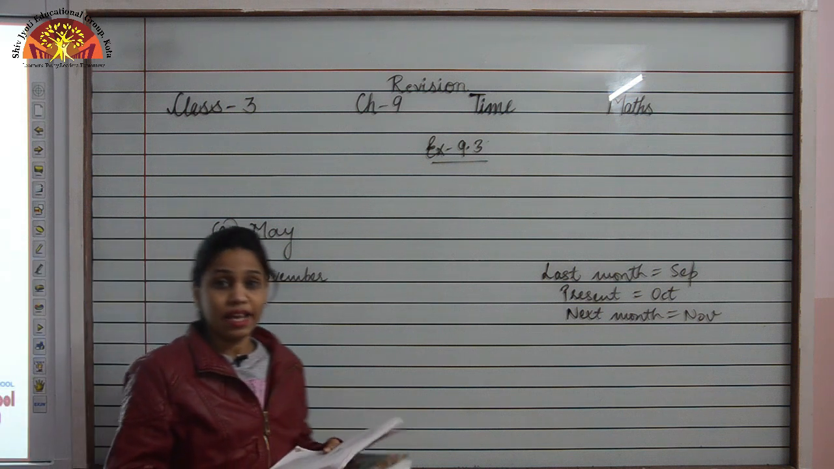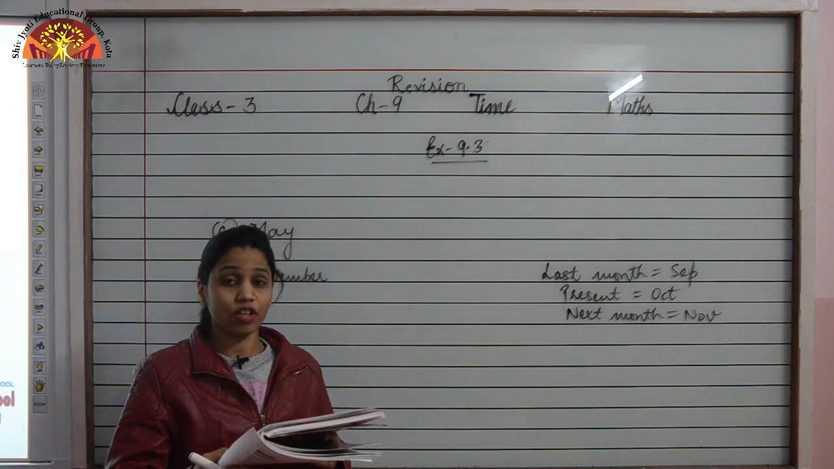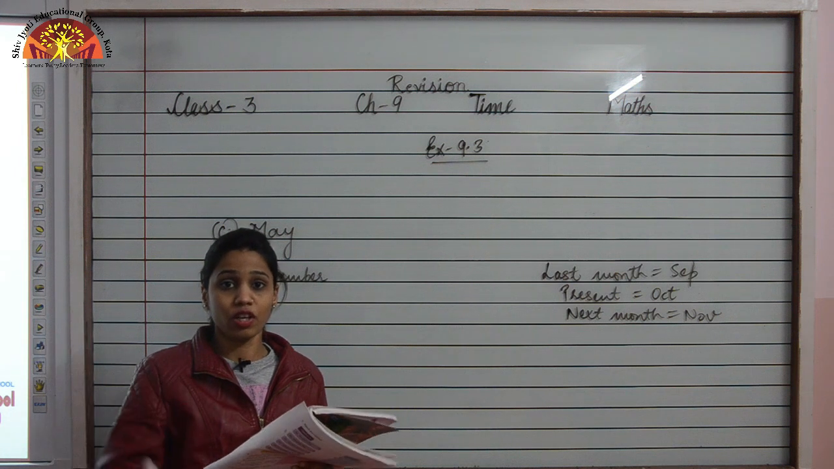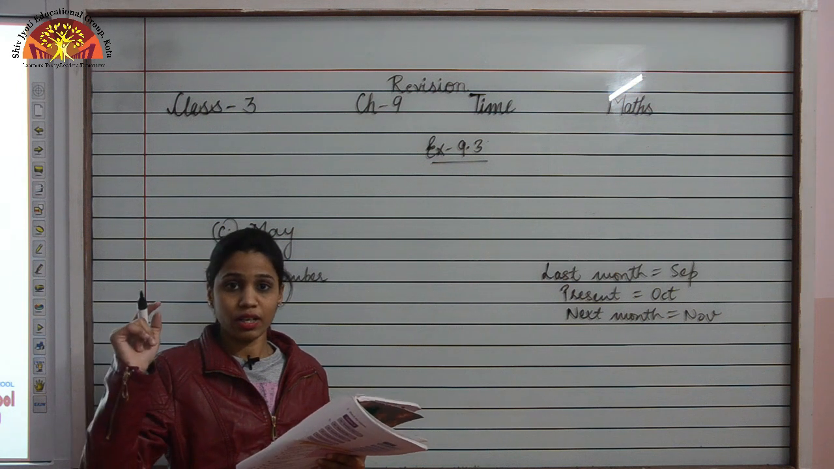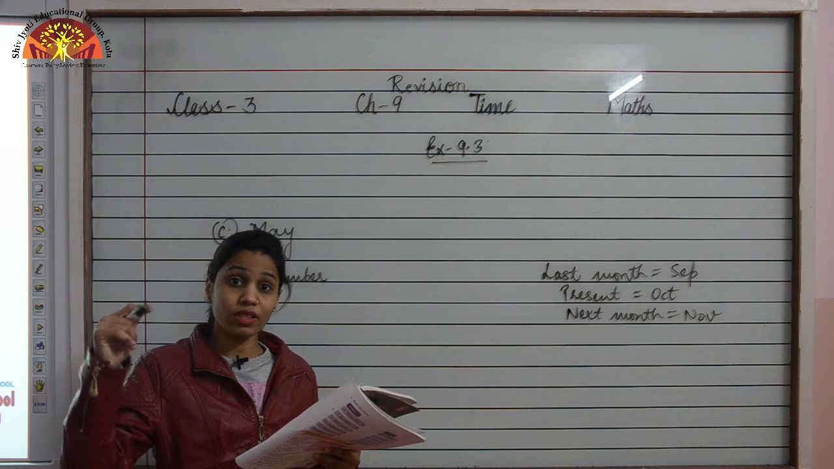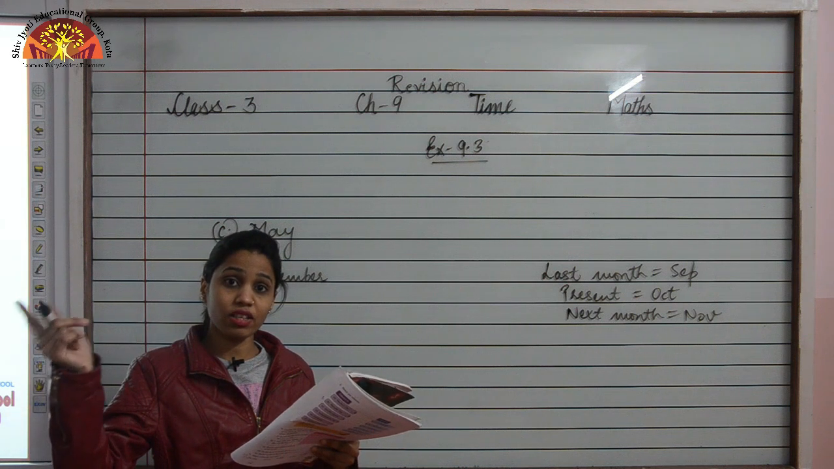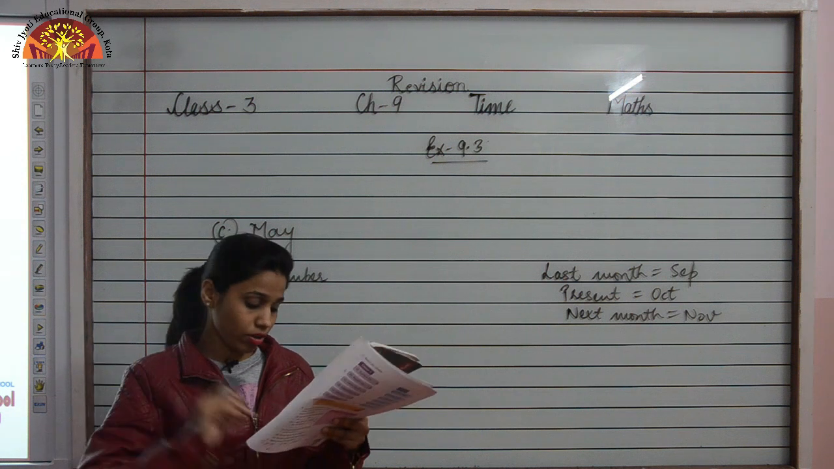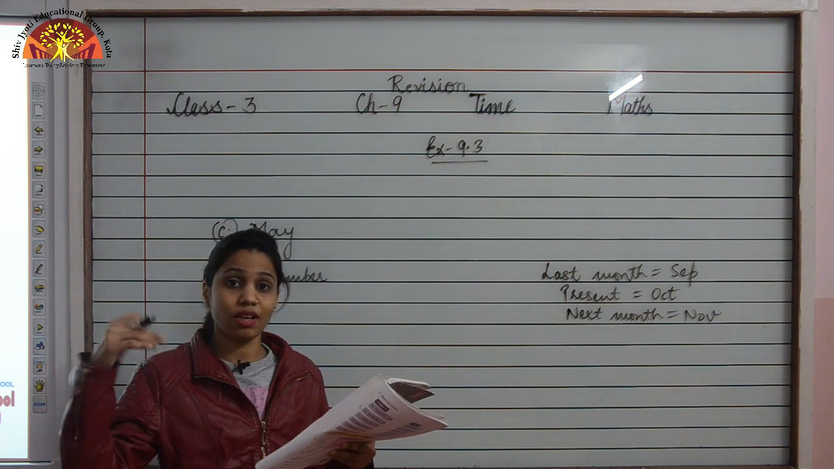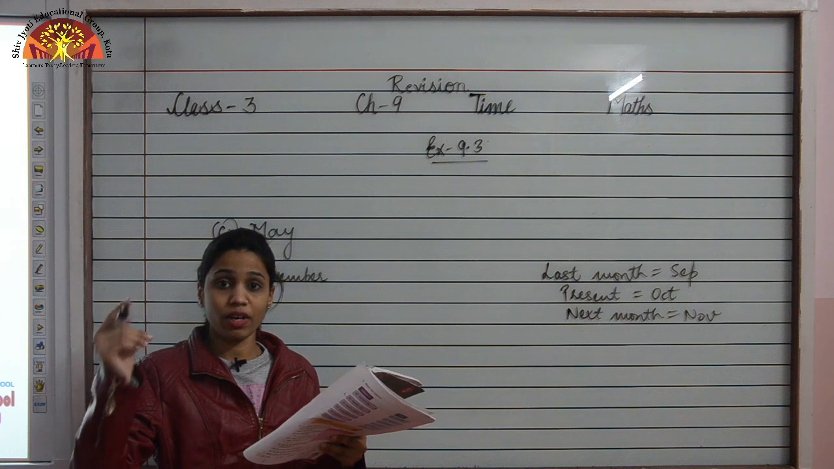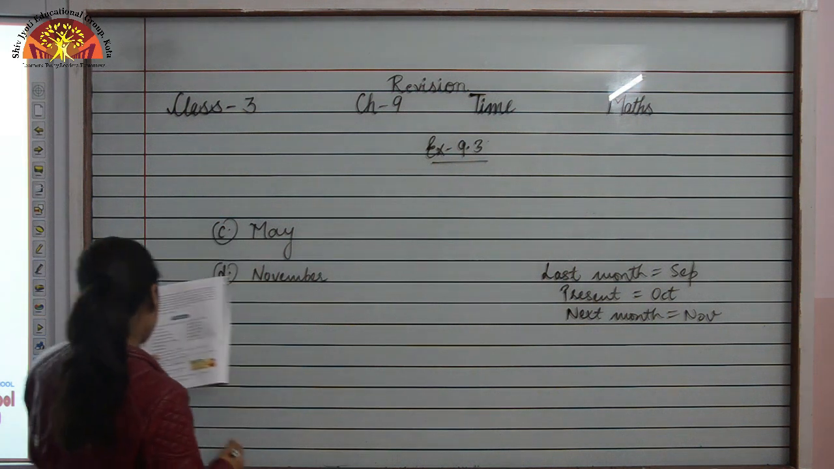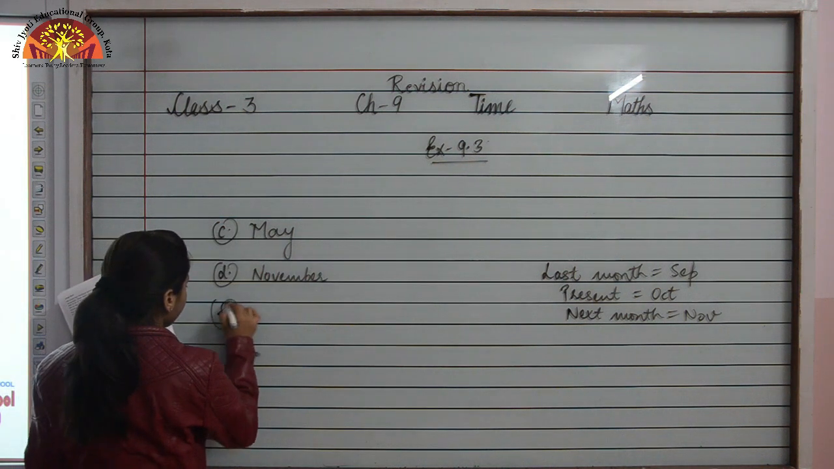Now, let us see H part. 2 months after October is dash, means you have to find out 2 months after October. So we have October, November, December. Now 2 months after October, we get January. So we will write January, not December, because in the question we are asked to find 2 months after October. After October, November, December, and then it will be January. Hence the answer is January.